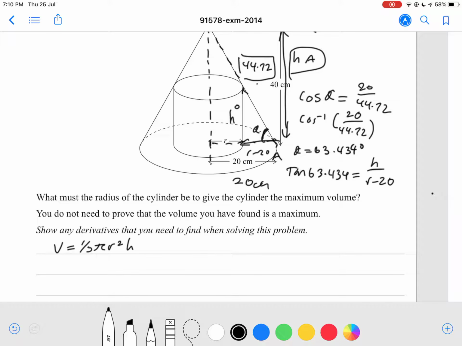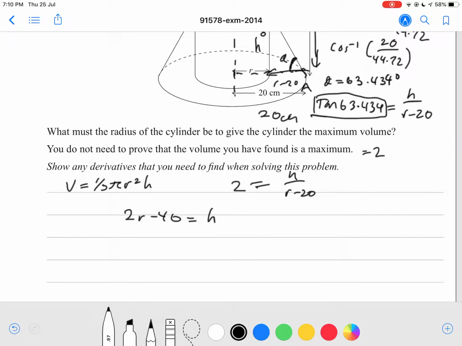First thing we can do is simplify tan of 63.434 into numerical form, and that actually equals 2, okay? So therefore, you can say that 2 equals h over r minus 20. You move the r minus 20 to the other side, so that becomes 2r minus 40 equals h.